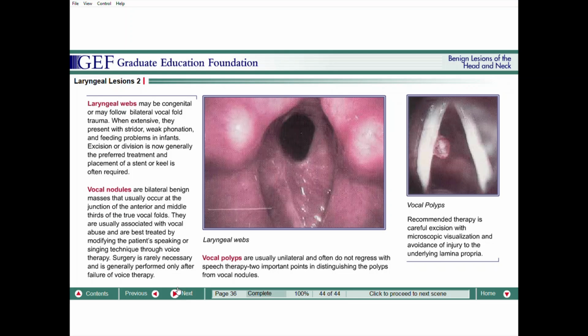Vocal polyps are usually unilateral and often do not regress with speech therapy. Two important points in distinguishing the polyps from vocal nodules. Recommended therapy is careful excision with microscopic visualization and avoidance of injury to the underlying lamina propria.